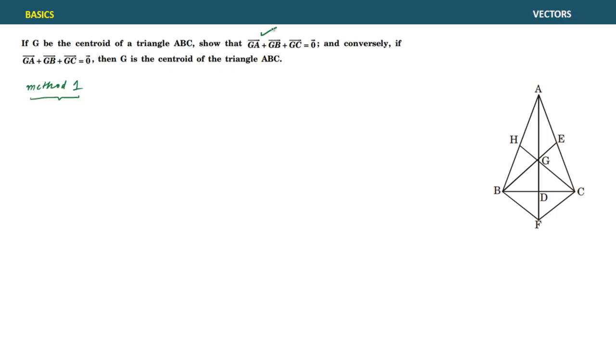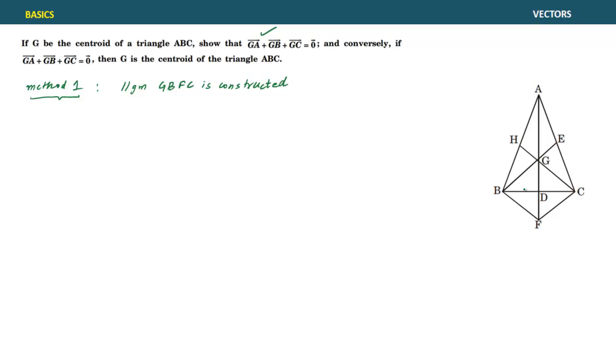So we'll try to prove this first one, then you can automatically prove the other. So method one is, I have already drawn in the diagram that ABC was given to you, right? What I did, I drew a parallelogram, which is parallelogram GBFC. I constructed this. So how is this constructed?